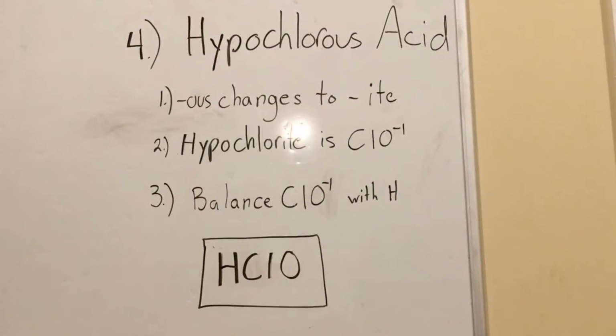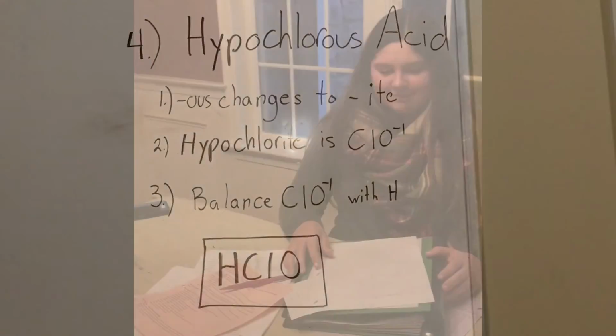The next one is number 4, which is hypochlorous acid. We have to change hypochlorous acid into a chemical formula. And we know that the suffix ous changes to ite. So when we look at our ion sheet, we find that hypochlorite is ClO with a charge of -1. We then have to balance out ClO with H because an H has a positive charge and ClO has a -1 charge. So they cancel out to make HClO.